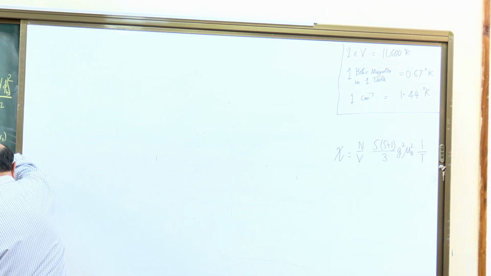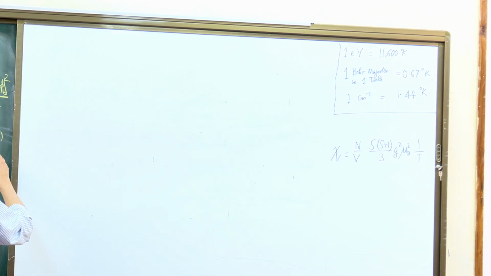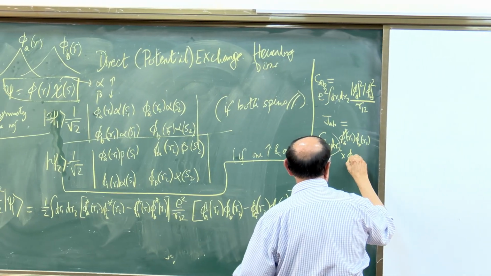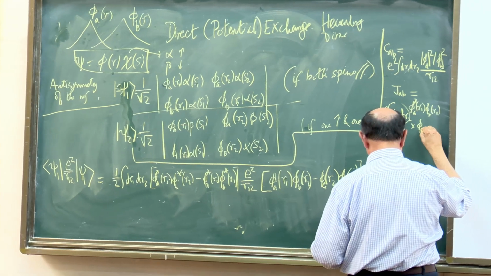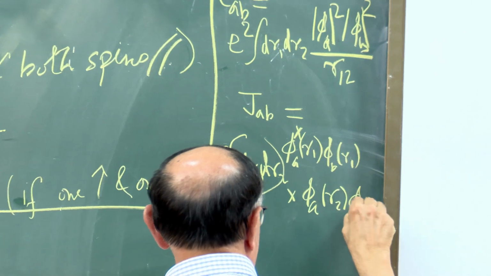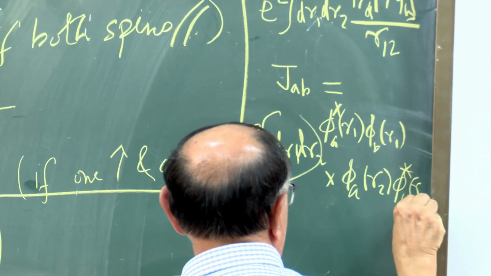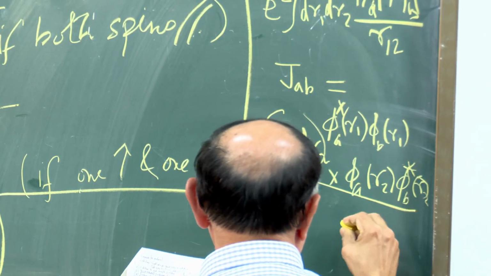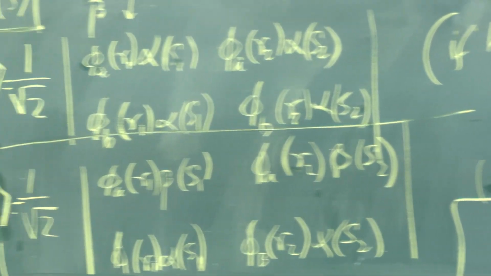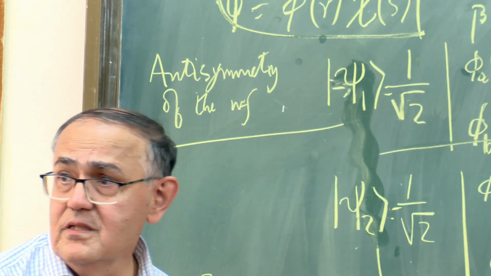Okay. Sorry, this won't go further, right? I'll write it on this line. Multiplied by phi A of r2 phi B star of r2, divided by r12. Okay. I would suggest noting at least this down. I mean, this is important. But the rest, I leave it to you.